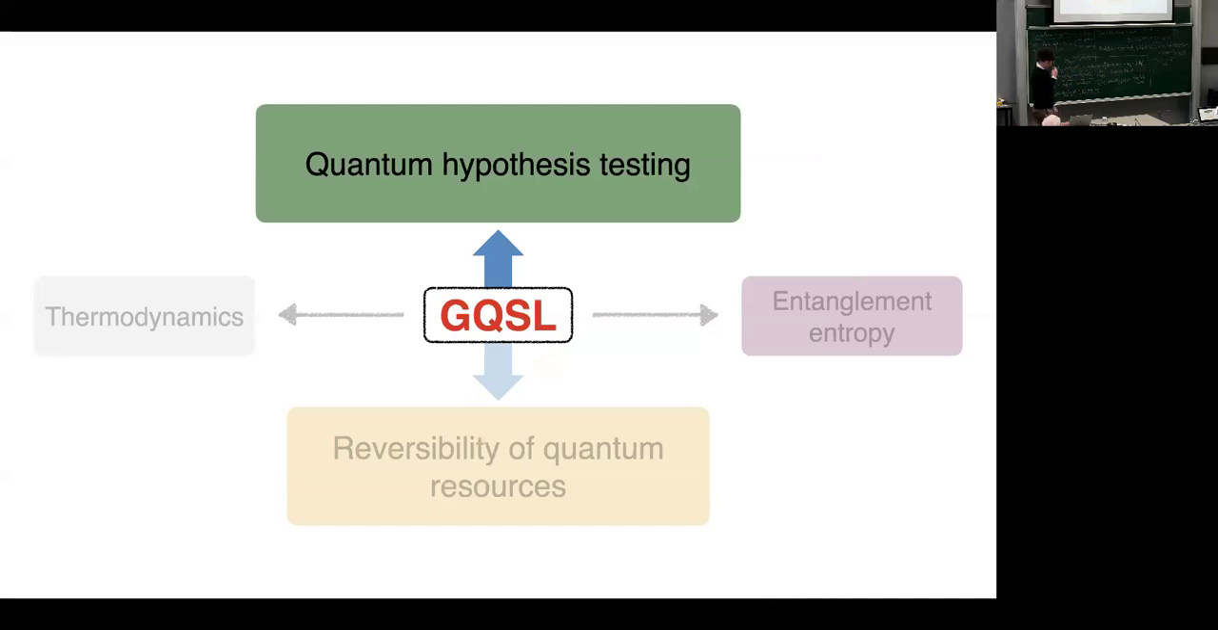But I claim that this is very important because it has connections to many different areas of quantum resource theories. In particular, there's a connection with the problem related to reversibility of quantum resources. Let me try to explain this because it's also important for the motivation. In fact, it was the original motivation by Brandao and Plenio.